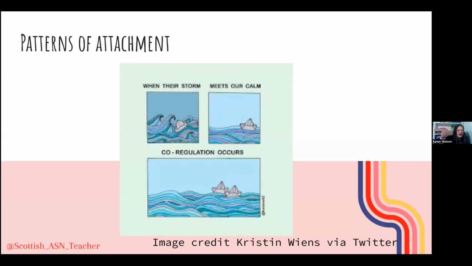So we're going to have a quick look at patterns of attachment now. Now, I just love this visual. So the credit is at the bottom. If you have a look at Kristen Ryan's Twitter, it is incredible. She does the most beautiful illustrations of all sorts of different things, but I love this one about co-regulation, and it ties into what we're going to talk about shortly.